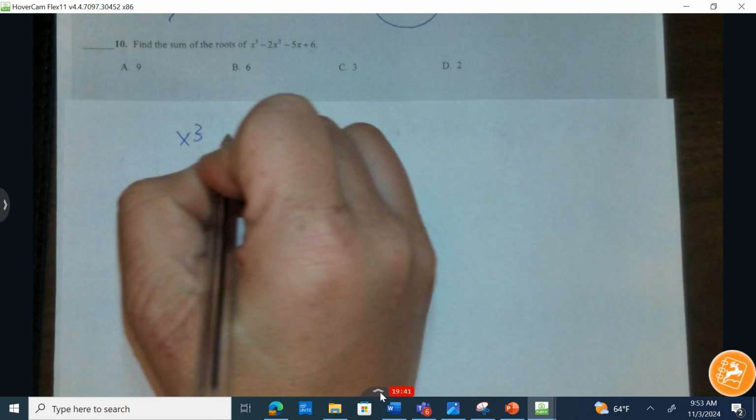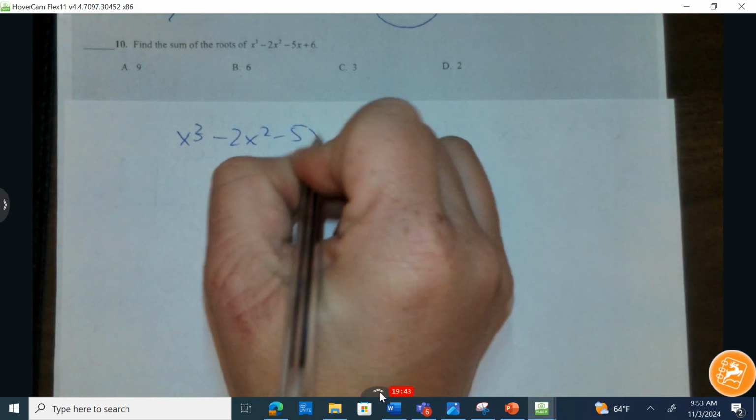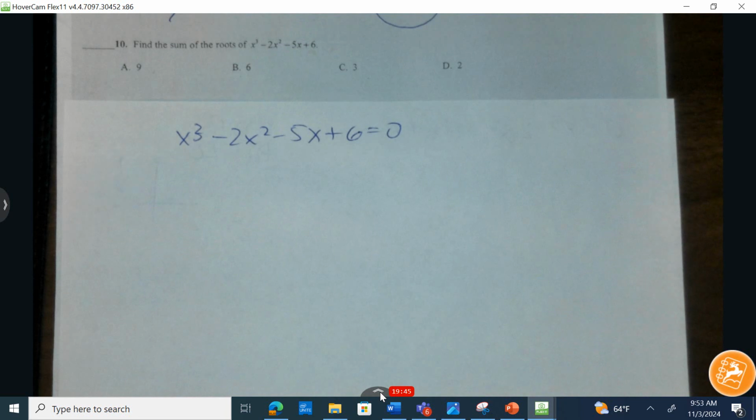Find the sum of the roots. So finding the sum of the roots means let's find the roots, also known as the solutions of the x-intercept, and sum means let's just add up the values. So I'm going to start by taking this quantity and I'm going to set it equal to 0.